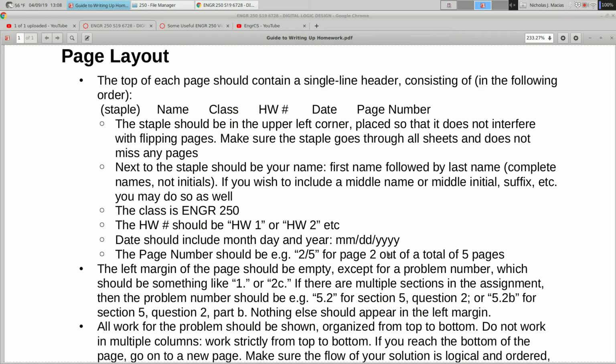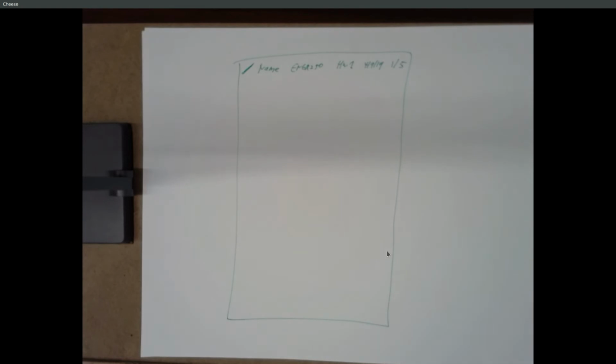So name goes next to that. And then the class, that's just Engineering 250. And then the homework number, something like homework 1. And then the date. And then in the upper right corner, the page number. If you've got 5 pages, your first page would be 1/5. So something like that, but better focused.